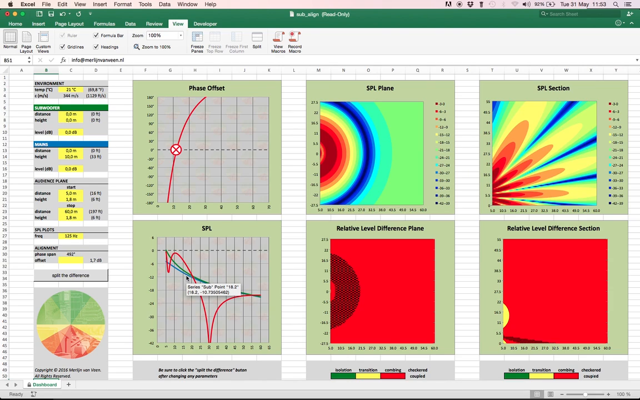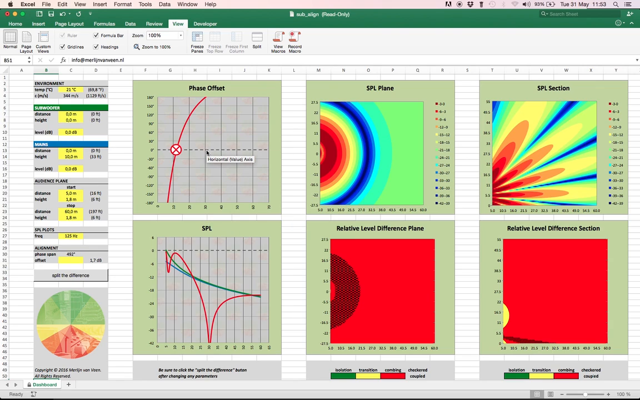But if we move to the back of the audience, we can see that this vertical displacement becomes negligible and the levels start to approach each other. The reason why we see a big cancellation over here is shown in the top chart, the phase offset chart. We can see we have cancellation at 30 meters distance because we have an offset of 180 degrees.